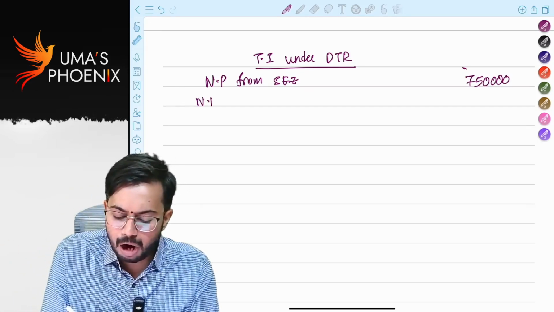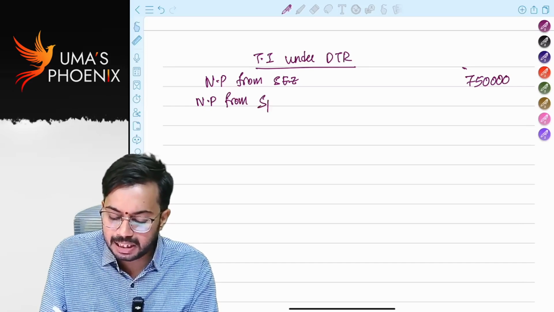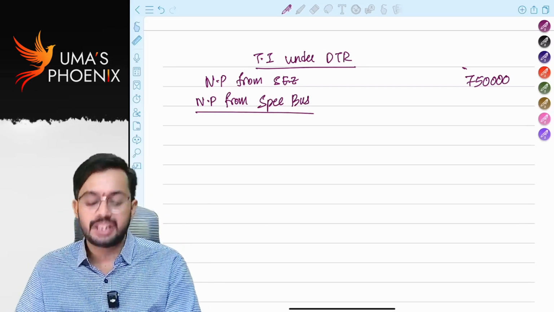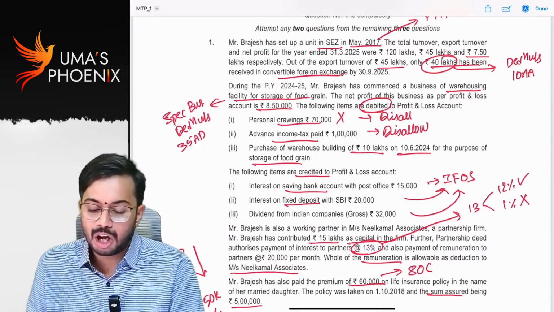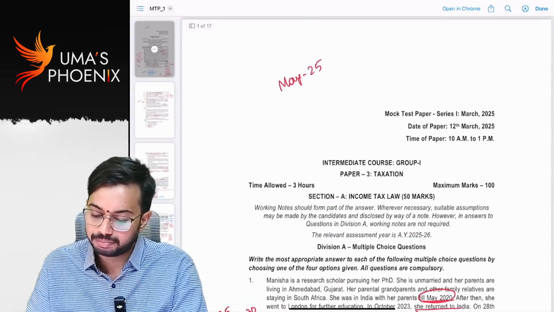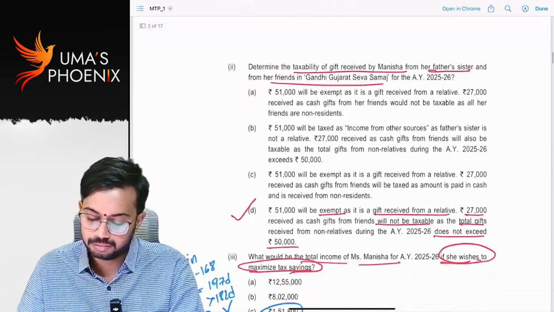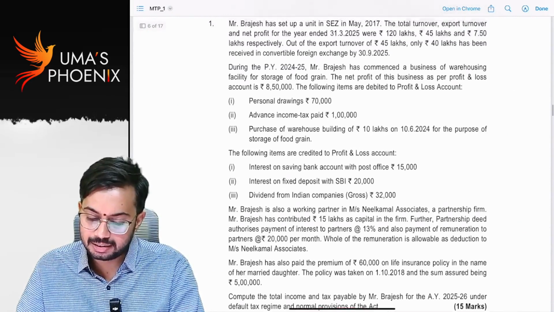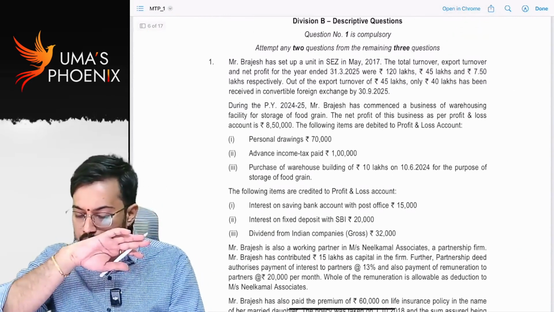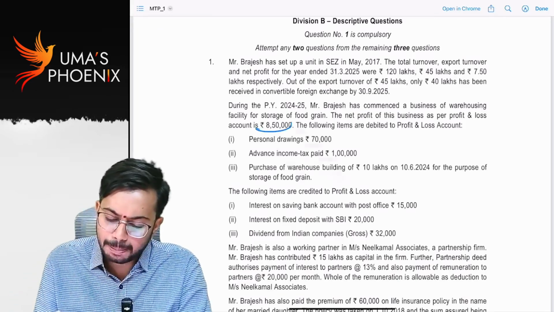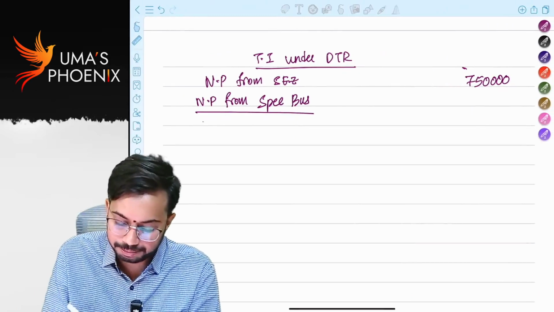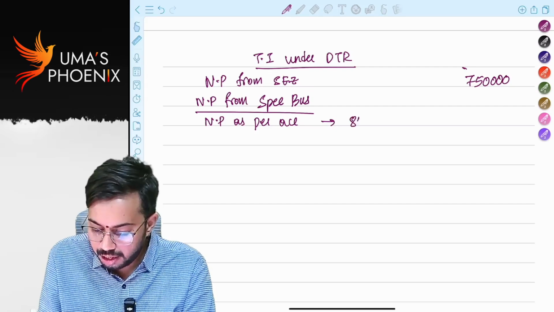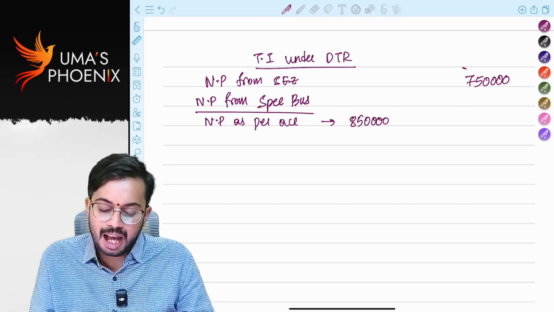Next, net profit from specified business. For specified business, whether deduction is allowed: deduction under section 35AD is not allowed. So how much is net profit? Net profit as per accounts is 8,50,000. So we will add back.